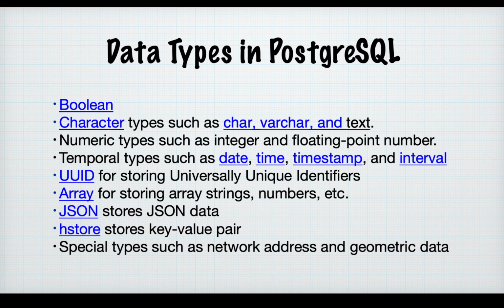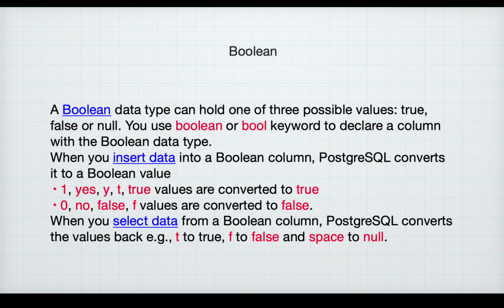Or we have JSON that stores JSON data in there, and then hstore which stores key-value pairs. And then we have special data types such as network addresses and geometric data, which is also very important for our study going forward, because most of the applications that we're going to build will be spatially related. So next one, when you look at the Boolean data type, as I said, this is true or false.